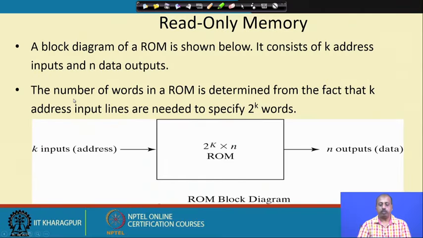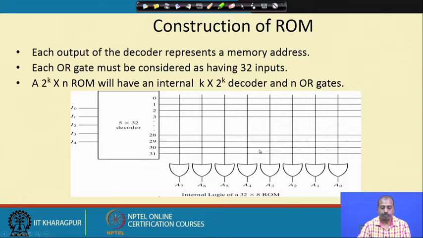Next, we will look into read only memory. The block diagram of a read only memory is like this. We have k input lines and n output lines. The number of words in a ROM is determined from the fact that the k input address lines are needed to specify 2 to the power k addresses, or 2 to the power k words. So, 2 to the power k words are there, a k bit input address is necessary, and then there are n output lines.